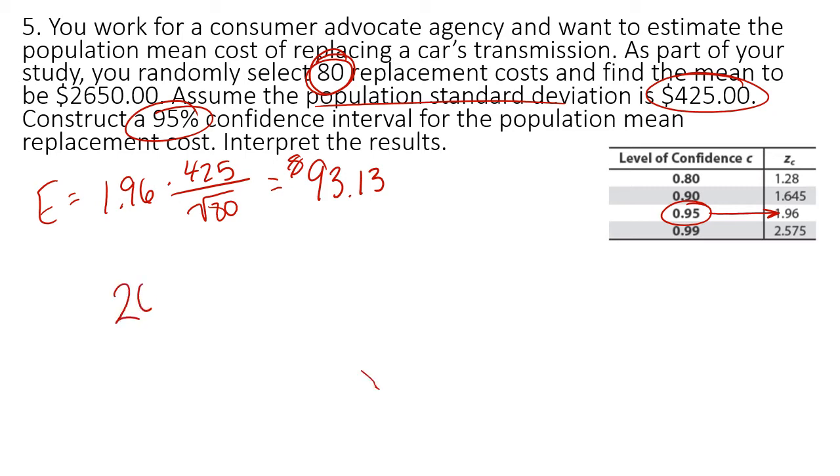So now we do the same thing we did before. We subtract out the $93.13 and you add it to your sample mean.